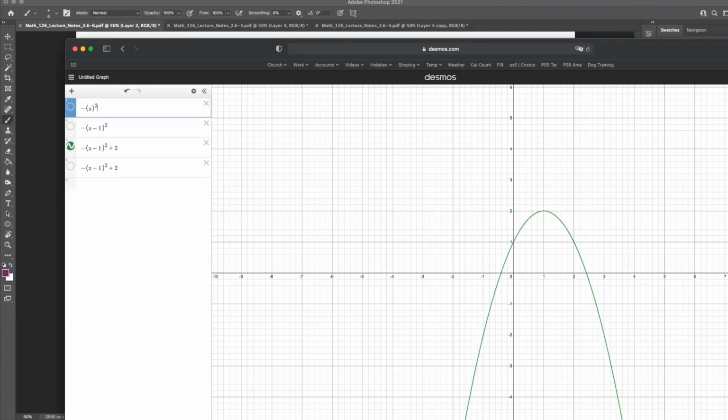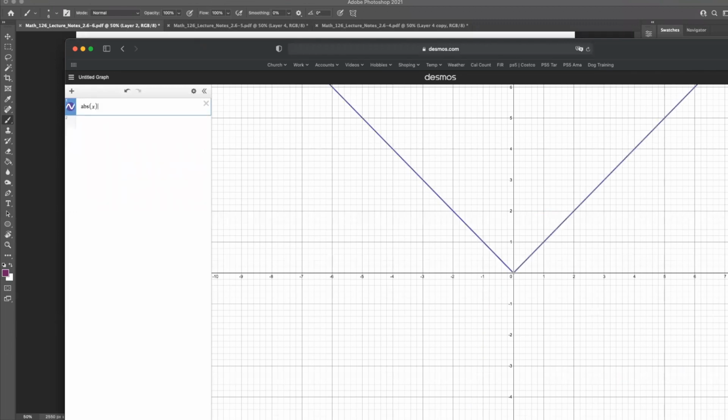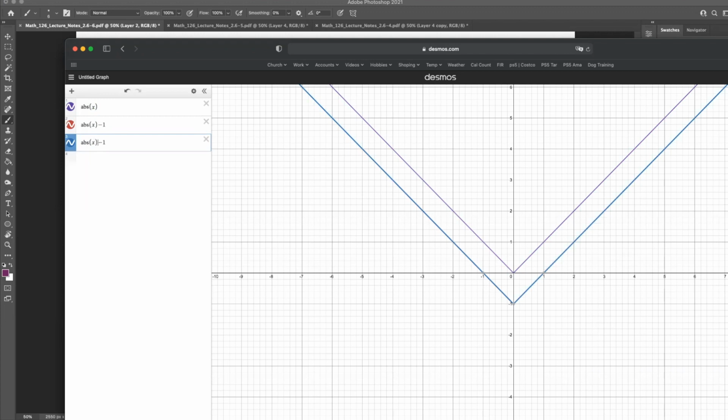In Desmos, let's take the ABS, which is how you type in absolute value. There we go, ABS X. All right, so absolute value of X, right? And then we're going to take the absolute value of X. I'm just copying. Let me do it one step at a time like I did last time. We're going to subtract 1 from it, so we moved it down. We're going to take the absolute value of x, and we're going to add 1 to it. So we'll move it to the left.